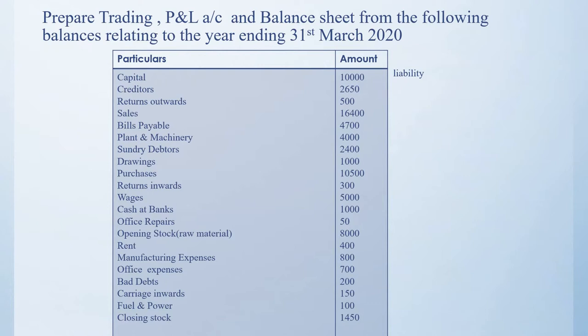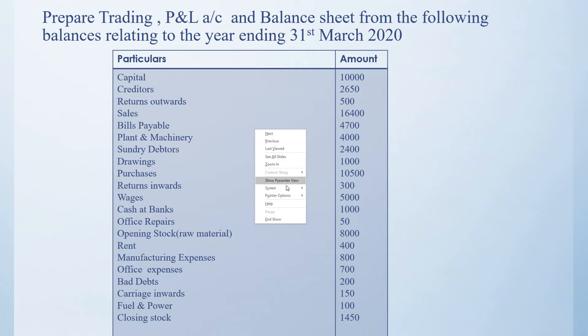Balance sheets are prepared at the end of any year. The academic year starts on 1st April and ends on 31st March. Here, some X company has these items and their balances. Based on these items, the question asks to prepare the trading account, profit and loss account, and balance sheet for the year ending 31st March 2020.